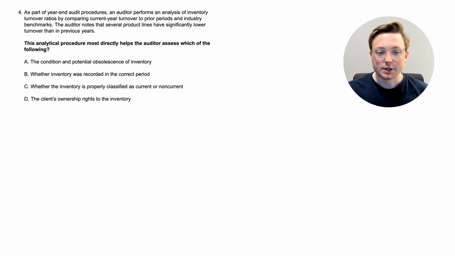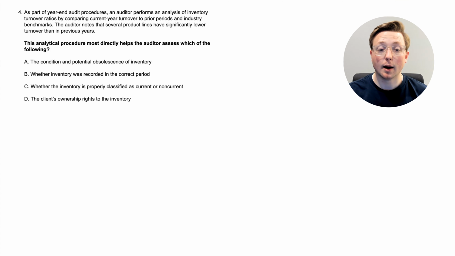All right, here we are at question 4. This analytical procedure most directly helps the auditor assess which of the following. So let's go up to the top. As part of year-end audit procedures, an auditor performs an analysis of inventory turnover ratios by comparing current year turnover to prior periods and industry benchmarks. The auditor notes that several product lines have significantly lower turnover than in previous years. So this analytical procedure most likely directly helps the auditor assess which of the following.